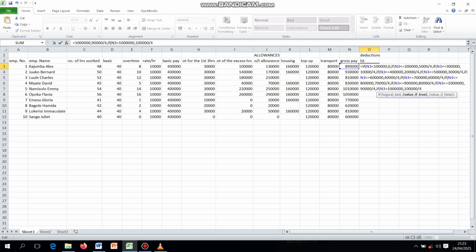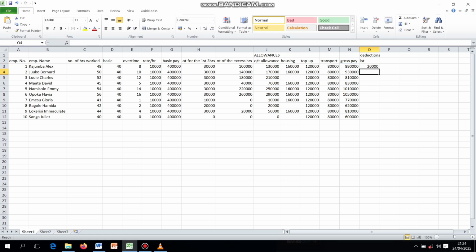So I'm going to count the ifs that I've used. This is 1, 2, 3, 4, 5, 6, 7, 8, 9, 10, 11. So here when I'm closing, those are the brackets I should put. 2, 3, 4, 5, 6, 7, 8, 9, 10, 11. And I'll press my enter.